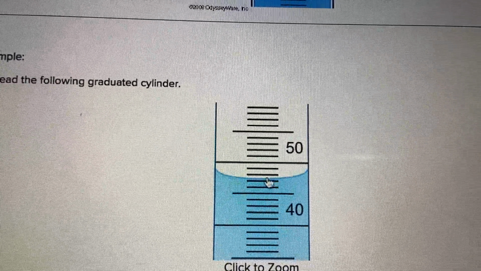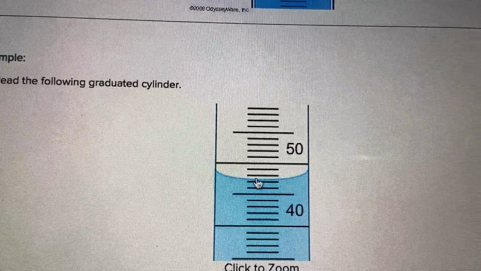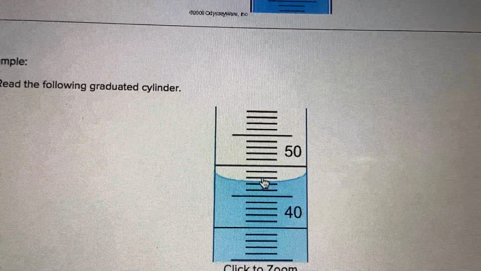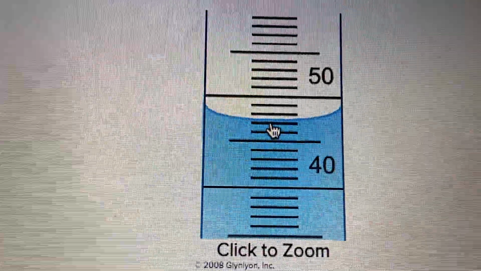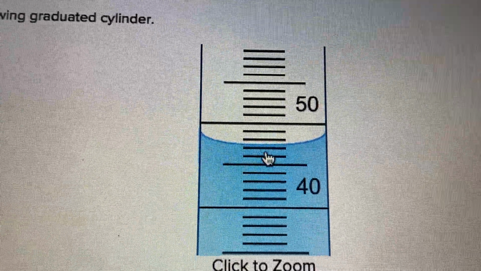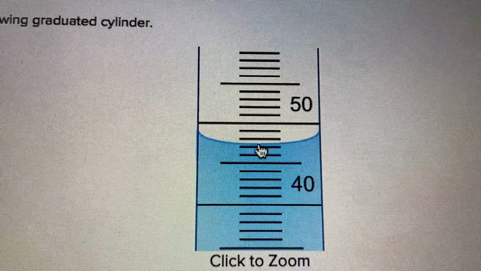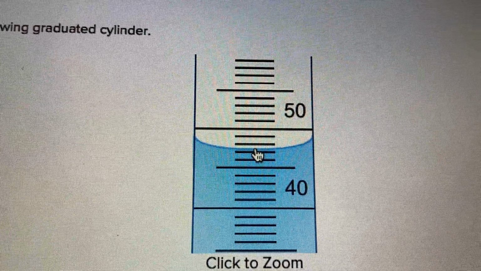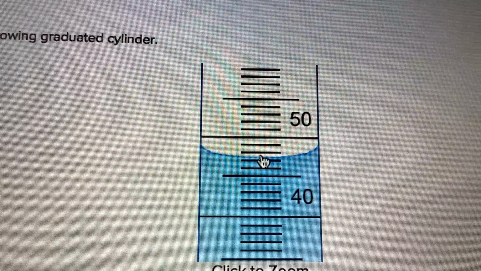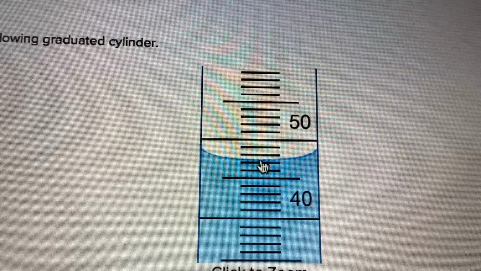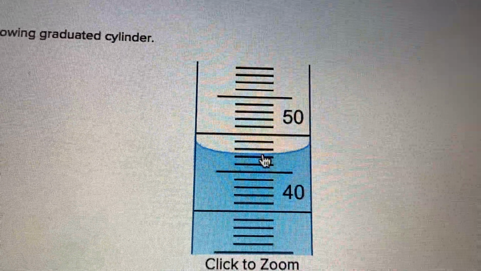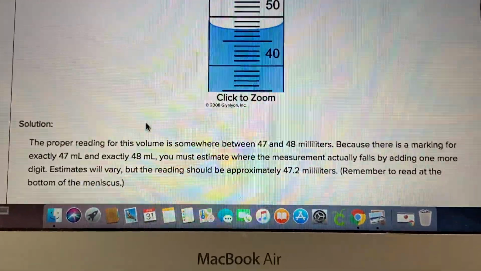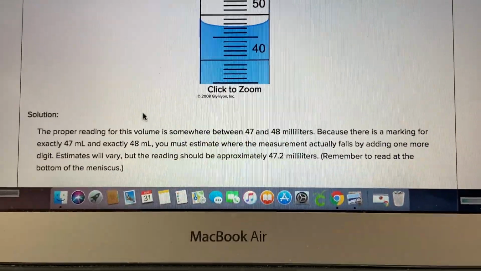So it wants us to figure out where this little meniscus is. We know this is 45, this is 46, this is 47, and that's 48. It looks to be a little bit above that 47. So we could say this measurement is maybe 47.1, 47.2. It's not halfway between the 47 and the 48 mark. So it's maybe 47.1, 47.2, or 47.3.